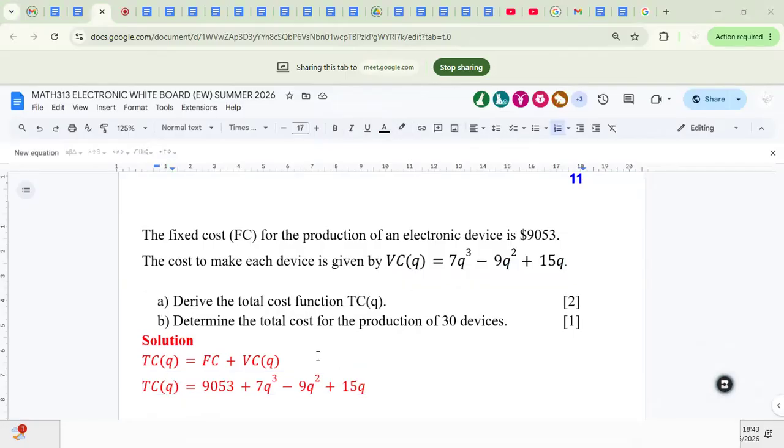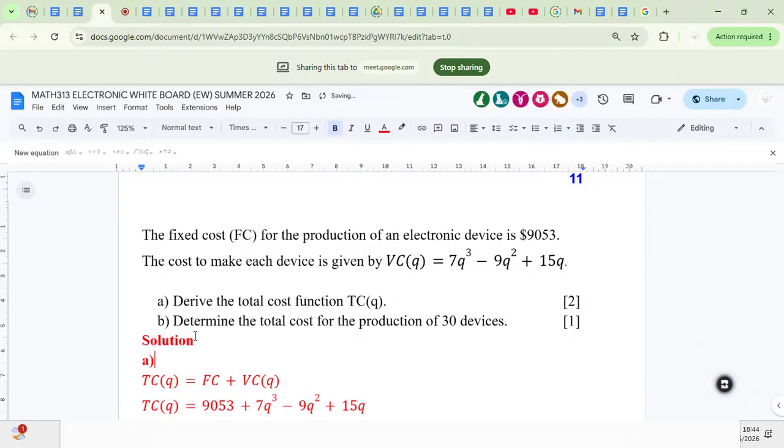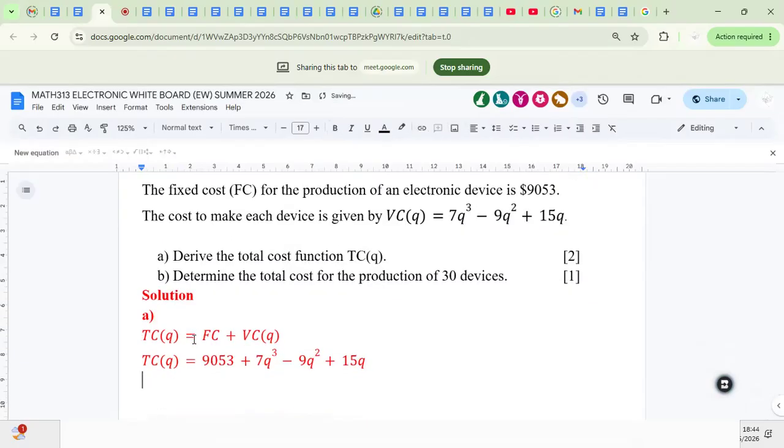As you all were observing, part A does not ask for the total cost because it did not give us the quantity. It asked for the total cost function. So what we have to end up with now is an expression to calculate total cost. In part A, we are not calculating total cost. We are deriving the function that will allow us to calculate total cost. So this is the answer for part A.